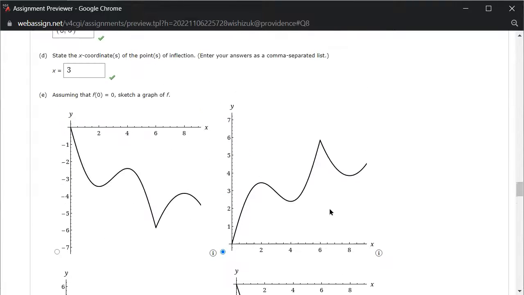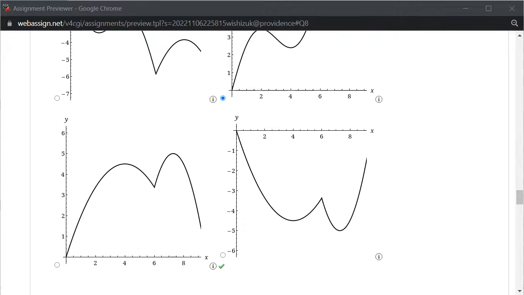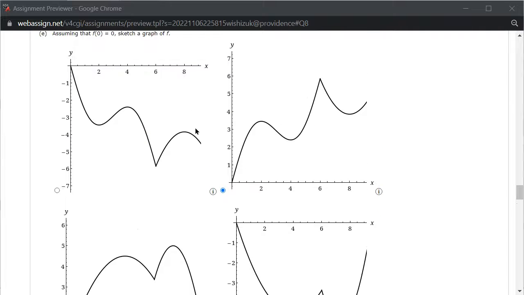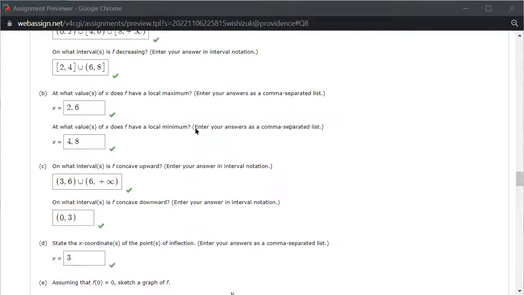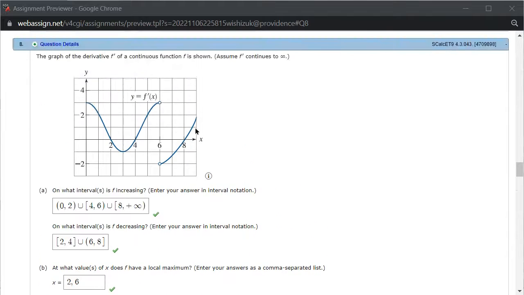Let's check the answer. I came back and it looks like we have the correct picture. The second picture is the correct one, and that's it. I hope that this was clear.